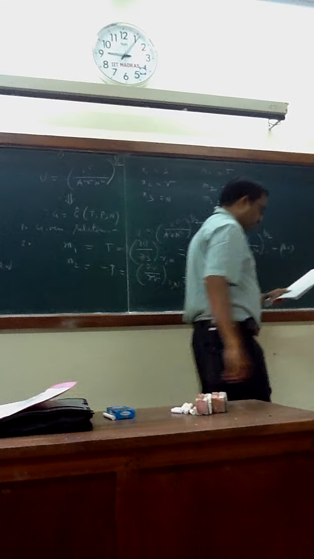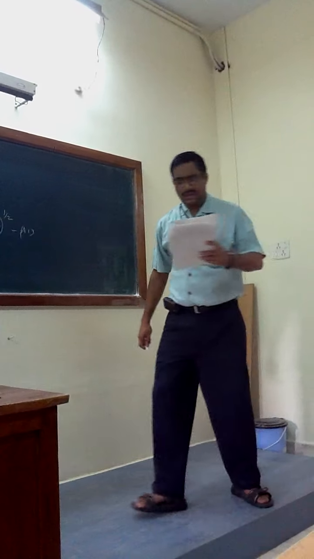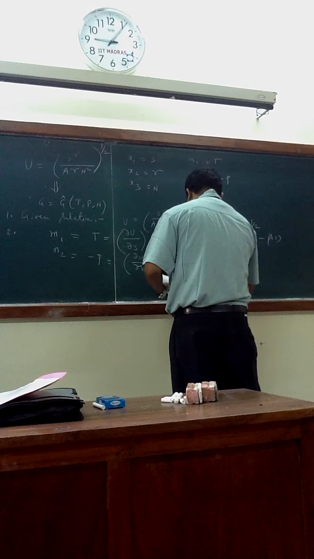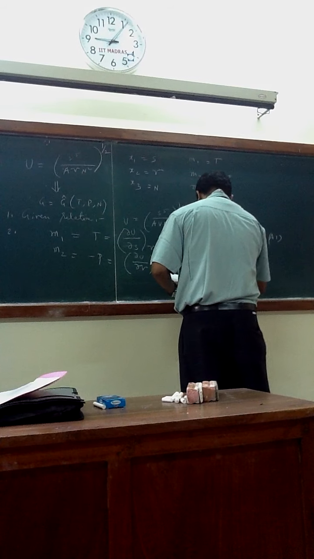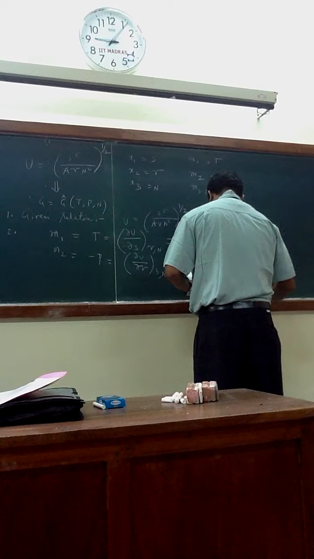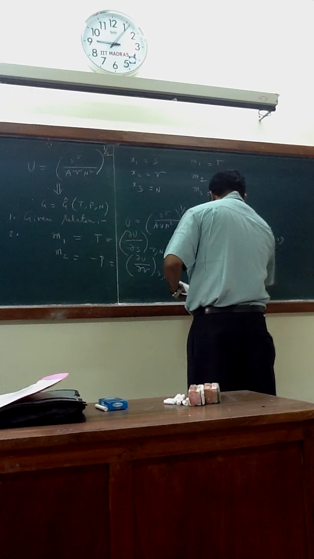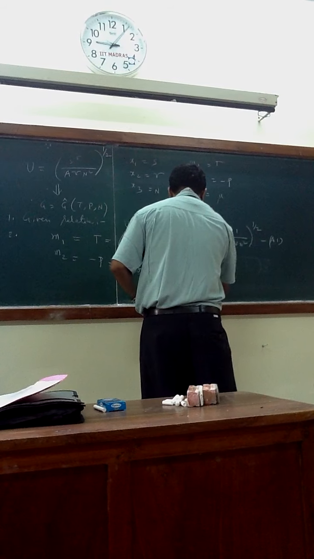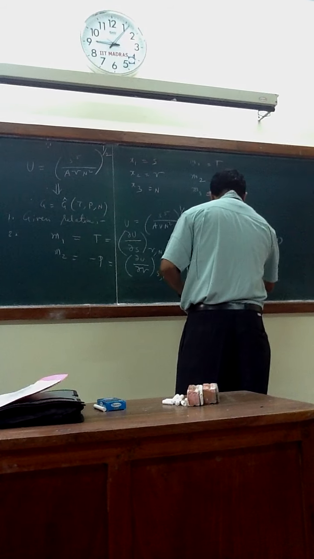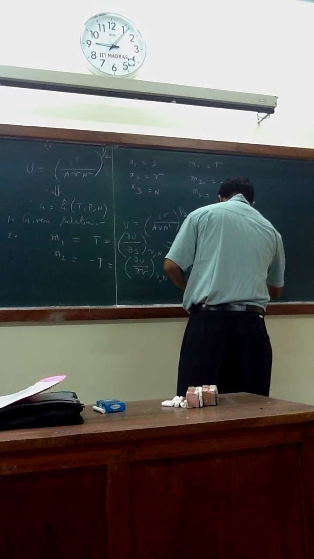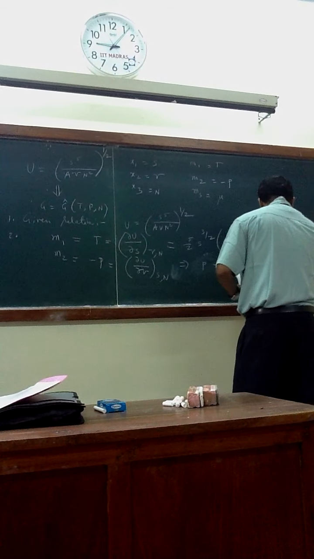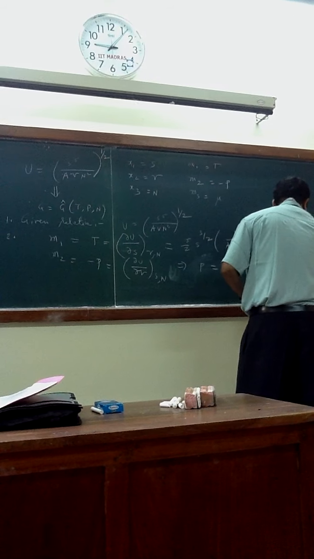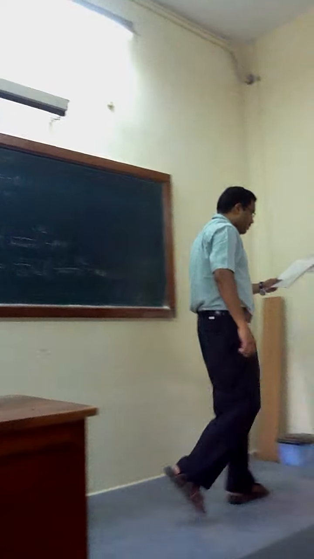Equals S to the power 5 by 2, over A N square, to the power half. Or you can actually directly write P from here. Minus P I won't write, I will write P. I got the expression 1 by 2 B to the power 3 by 2, S to the power 5, N square, to the power half. Did you get it? Okay.